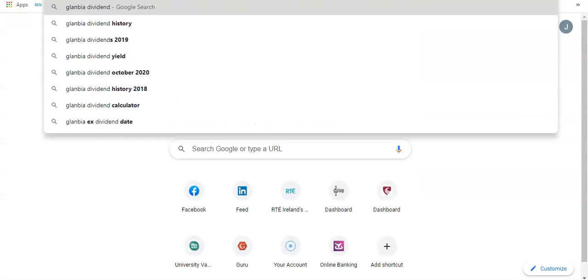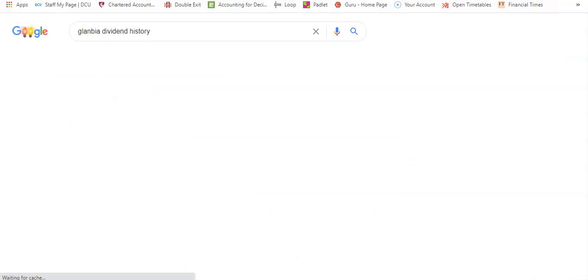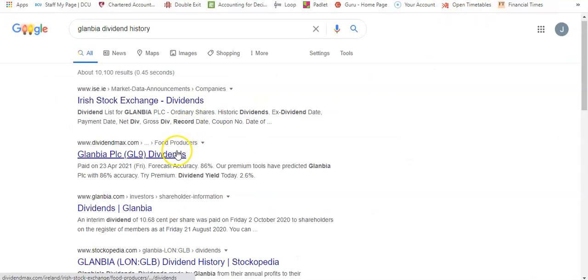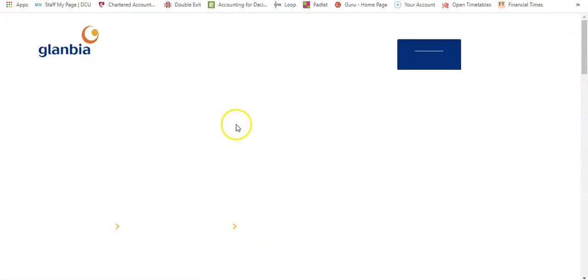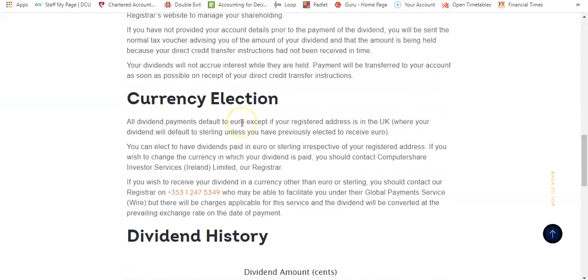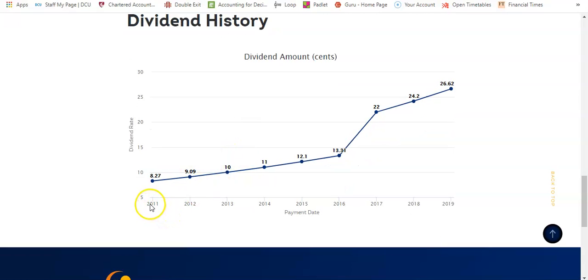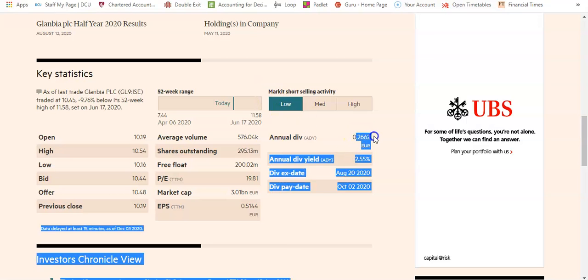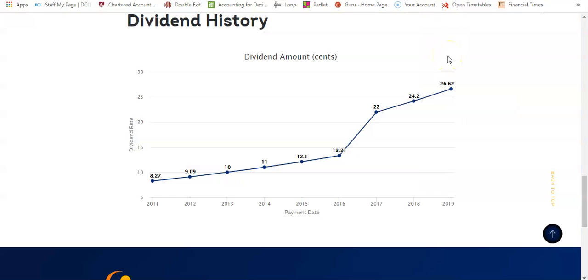But a company like Glanbia is one exemplar of a very steady dividend history year on year. They have steady growth, so shareholders know what to expect. Their dividend history from 2011 to 2019 shows slow and steady growth every year, from 8 cents a share up to the 26.62 cent that I just showed you. Another one would be Kerry Group, known for a steady, consistent dividend every year. That's a very important area in corporate finance called dividend policy.